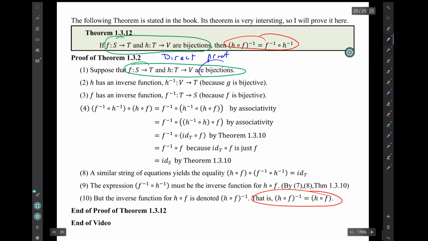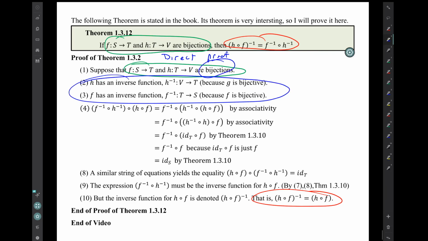Well, we start by using that fact. The fact that f and h are bijections tells us that they both have inverse functions. And furthermore, look at the domain and range of those inverse functions. f is a function from s to t. f inverse is a function from t to s. And similarly for the map h inverse. So that means we can compose those functions, f inverse and h inverse, in this order.